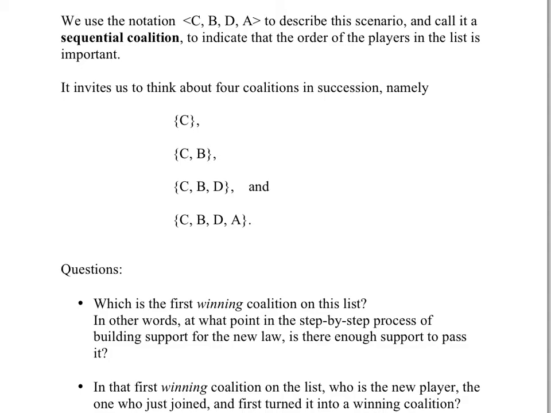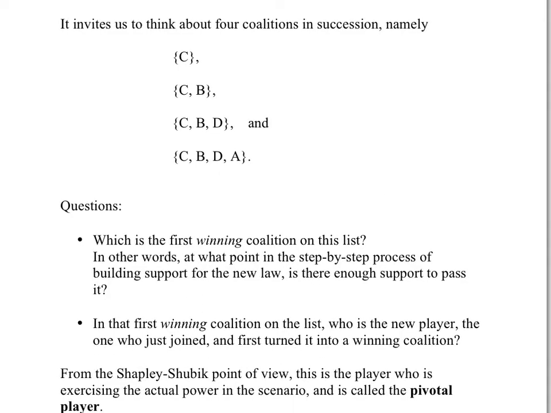on the list? At what stage in this gradual process of building up support was there enough support to actually pass the law? In that first winning coalition on the list, we'll do a concrete example in a minute, but whichever coalition here turns out to be the first winning one on the list, we can ask, who is the player who just joined, who turned it into a winning coalition?